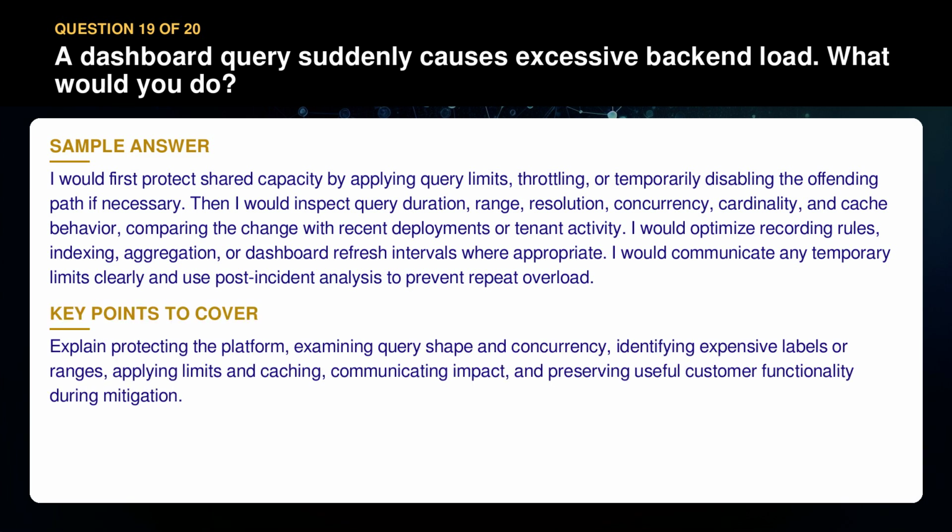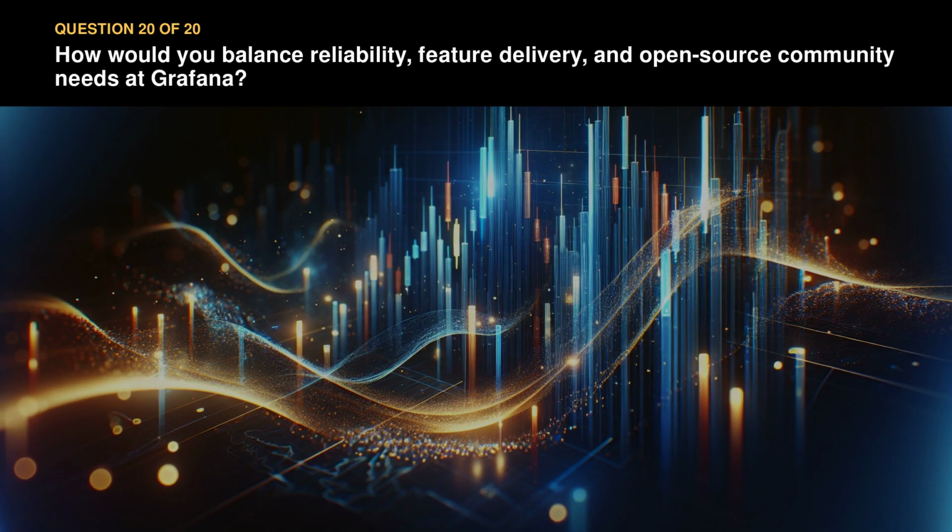Explain protecting the platform, examining query shape and concurrency, identifying expensive labels or ranges, applying limits and caching, communicating impact, and preserving useful customer functionality during mitigation. Question 20. How would you balance reliability, feature delivery, and open-source community needs at Grafana?